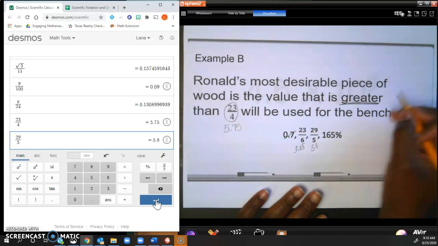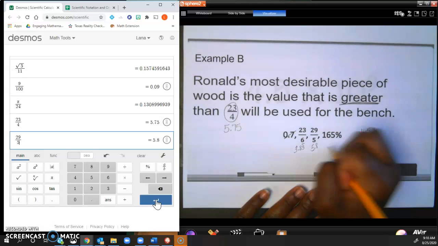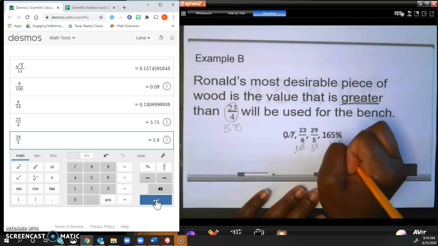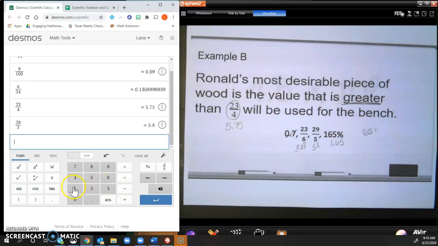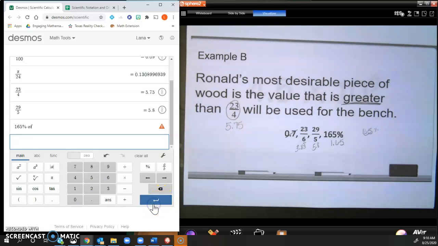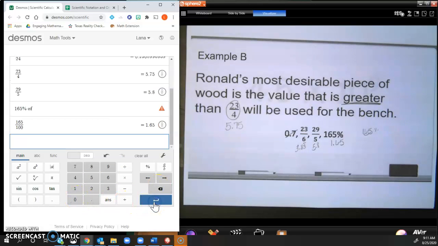And then with your percentages, I have 165%. I just moved my decimal 2 places to the left, and that's 1.65. And you could also put that in the calculator. You can put 165%, or 165 divided by 100. On your scientific calculator at school, it'll let you just put 165%.